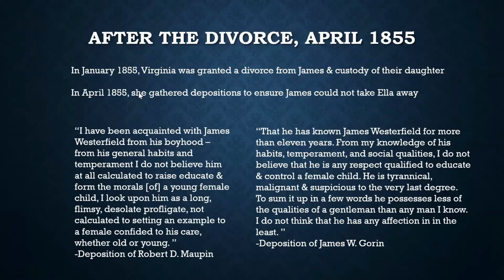So in January of 1855, Virginia was granted a divorce from James and custody of their daughter. At the end of the depositions, there were some that were actually dated from April 1855, and both of these were regarding James's character and whether or not he should be raising a daughter. This first deposition is from Robert Dean Maupin, who was, I believe, a colonel during the War of 1812 and actually was in the state legislature representing Barren County. So he was a very, very prominent man in the community.